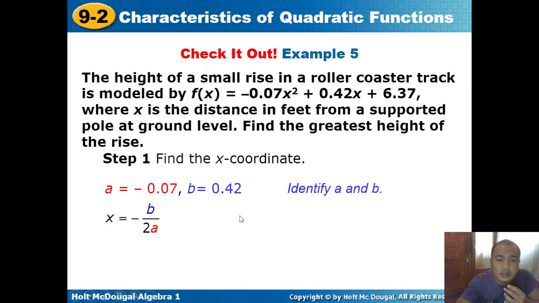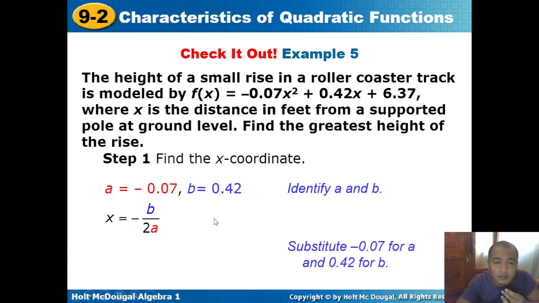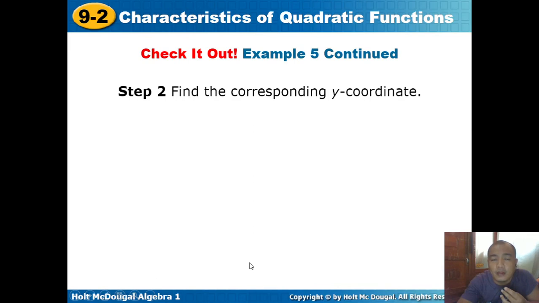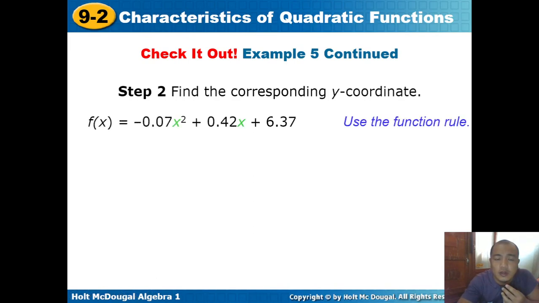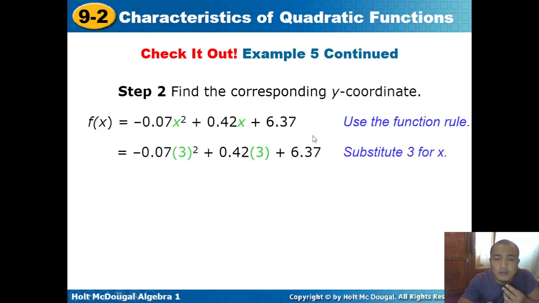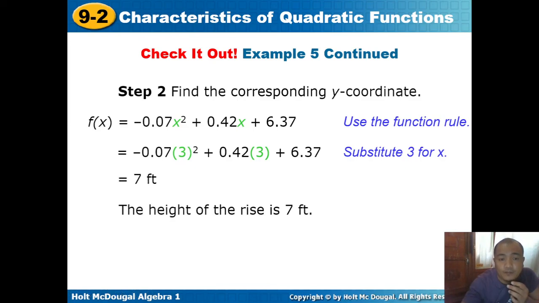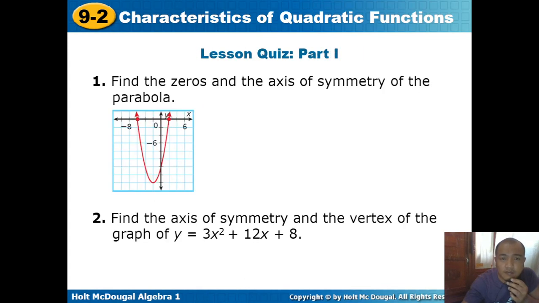Let us now solve for the x-coordinate of the vertex. Formula negative b over 2a. The answer is 3. So negative 0.42 divided by 2 times negative 0.07 is 3. Now find the corresponding y-coordinate. Use the function rule. Substitute the value of x, which is 3, into the given quadratic function. So the answer is 7 feet. So the height of the rise is 7 feet.